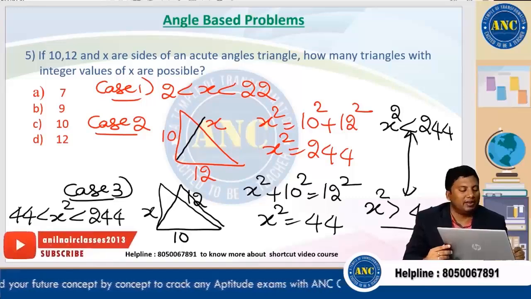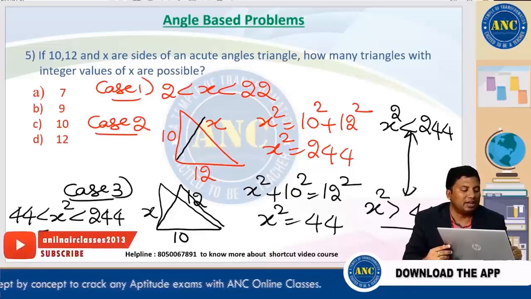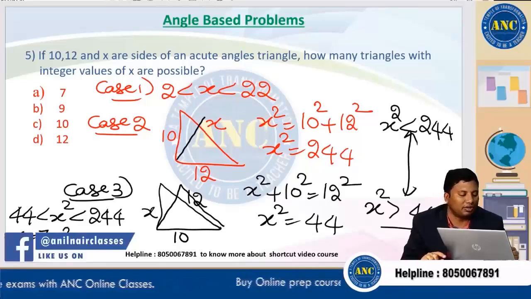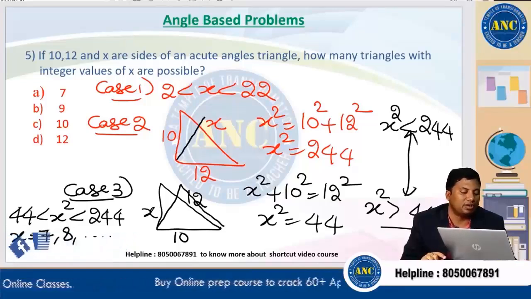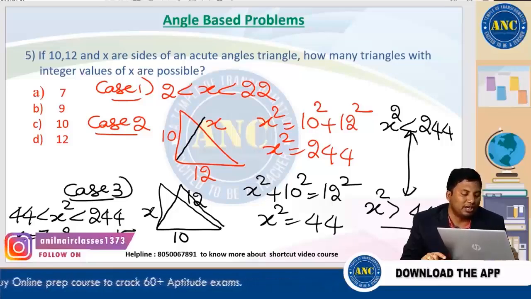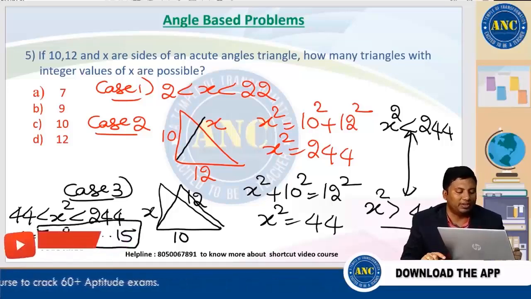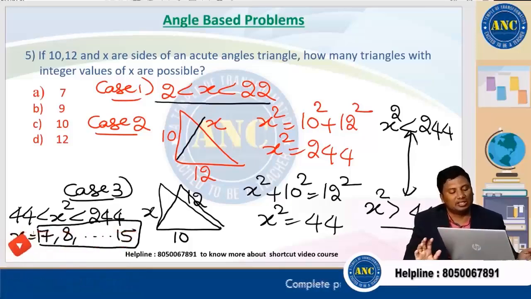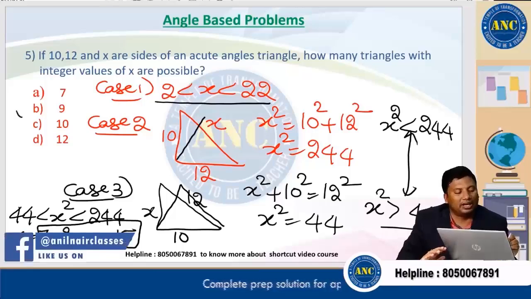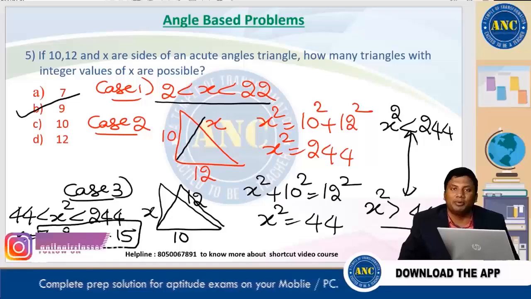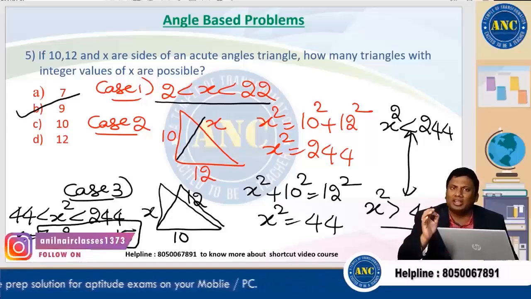How many integral values can it take? 7 square is 49. 49 lies from 44 to 244. 8 square is 64. 16 square is 256. 15 square is 225. So 7 to 15. Does 7 to 15 lie in this range? Yes. 7 to 15. How many acute angled triangles can be formed? Total 9. Very, very easy.